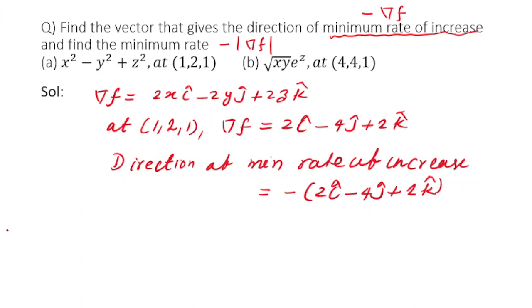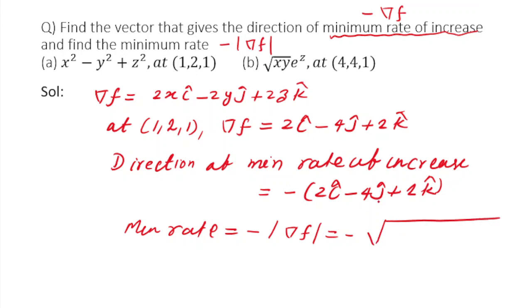Okay, now the next question is, what is the minimum rate? So minimum rate is given by the negative of the magnitude of del f. So I take minus, and how do I calculate the magnitude of del f? Del f I have already calculated. So 2 square is 4, plus 4 square is 16, and then 2 square is also 4. So minus root 24, meaning minus root of 4 into 6, that is minus 2 under root 6. So the answer is, what is the minimum rate? Minimum rate is minus 2 under root 6. What is the direction of minimum rate? Minus of del f. So this is the answer.